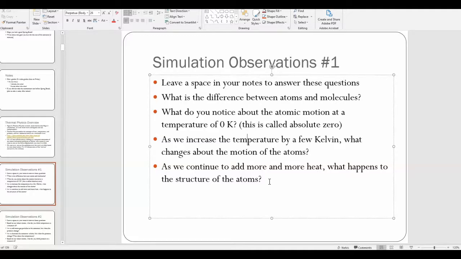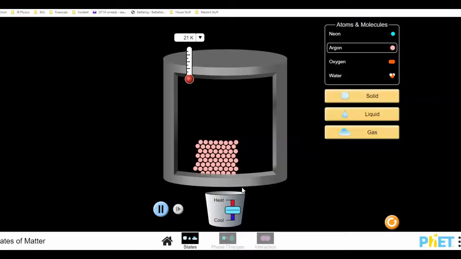And then the last one says, as we continue to add more and more heat, what happens to the structure of the atoms? And so what we have here right now is what's called a solid. Okay, and in a solid, the atoms are tightly grouped together, as we saw. But as you increase the temperature of the solid, the atoms, even within the solid, are vibrating in place. And at some point, if they vibrate with too much energy, they actually have enough vibrational energy, which is actually kinetic energy because it's energy of motion.